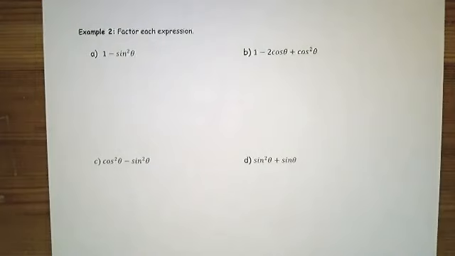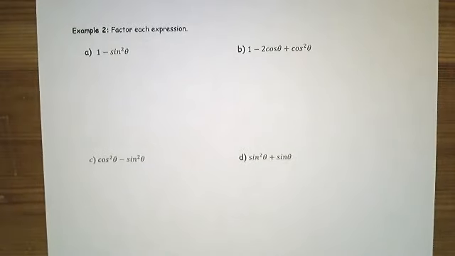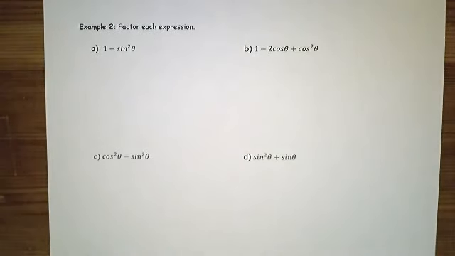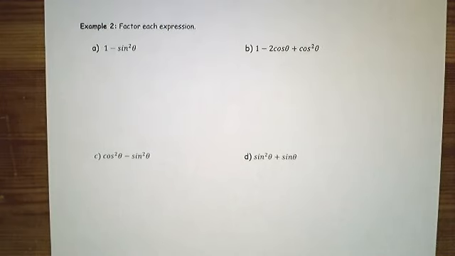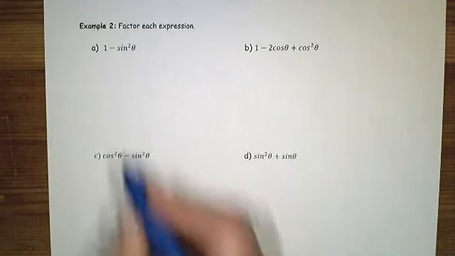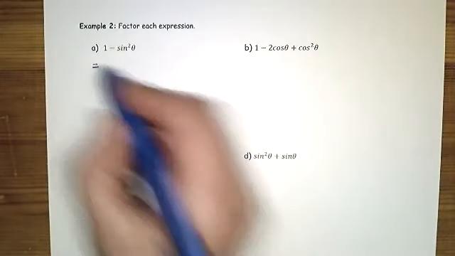So example 2, factor each expression. We're just going back to review before we start our trig identities in the next lesson, building up some skills here. And we have to remember, because that is one of our things in our plan, is factoring, finding common denominators. So let's look at how we factor these in recognizing our factoring.